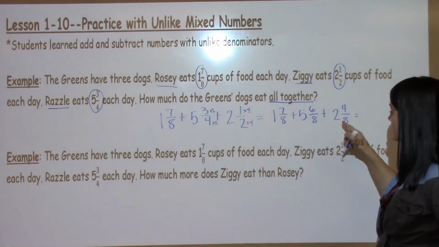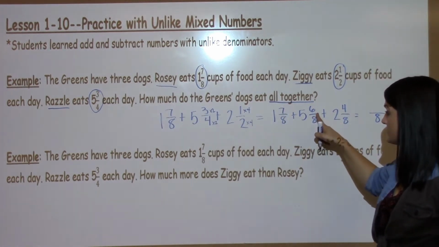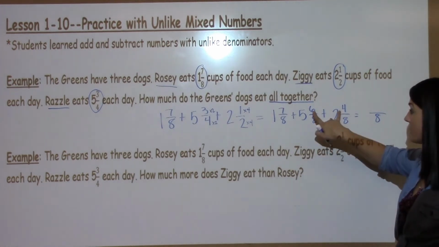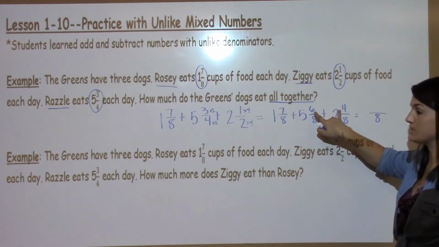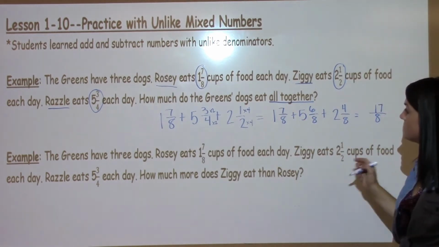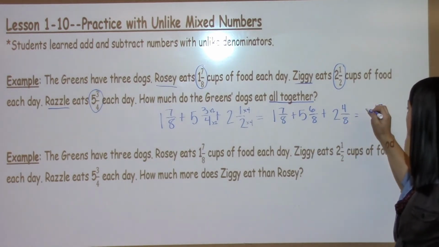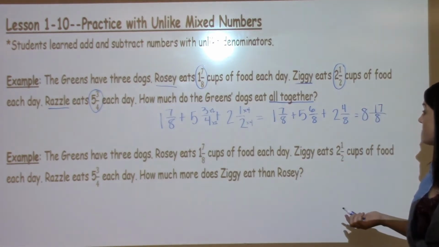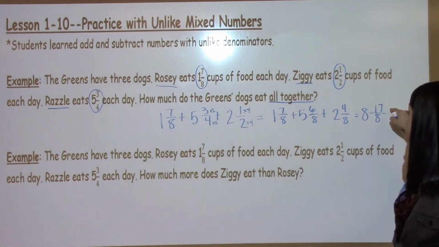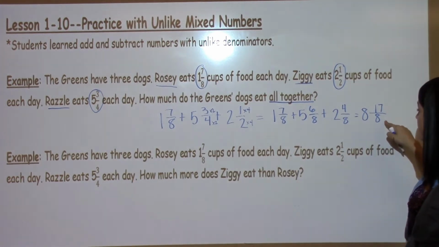So now that all my denominators are the same, they get to stay the same. I'm going to add the tops and then add the whole numbers. So I'm going to use my mental math strategy of knowing that 6 and 4 equal 10, and then just add the 7 to get 17. Then I'm going to add 1 plus 5 to get 6, plus 2 to get 8. So I'm looking at my answer and it's 8 17/8. This should look funny to you because 17 is bigger than 8, and we cannot have a bigger number on top than on the bottom.